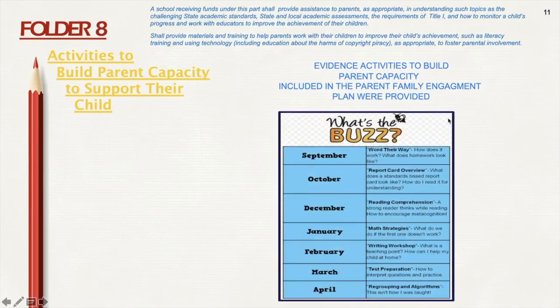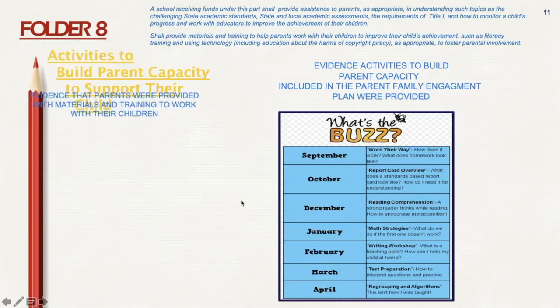These would be kind of like a little example. Like in September, if you did a Words Their Way workshop or something to help parents understand what homework looks like. These are some good things. Reading comprehension, math strategies, anything in there that you said you were going to do that will help parents help their children at home. That's what would go here.